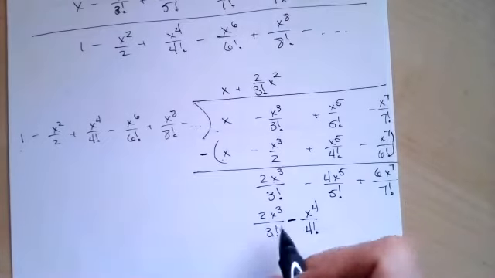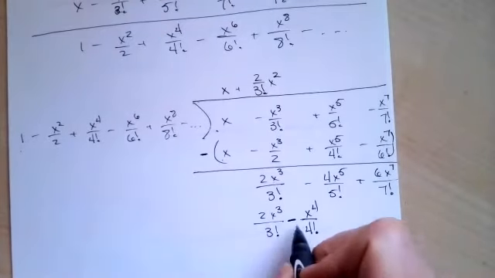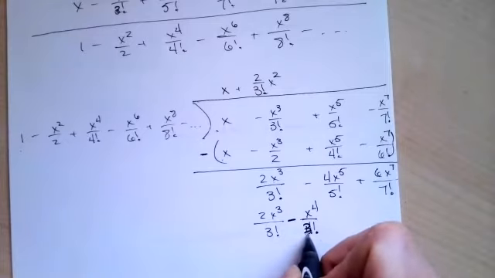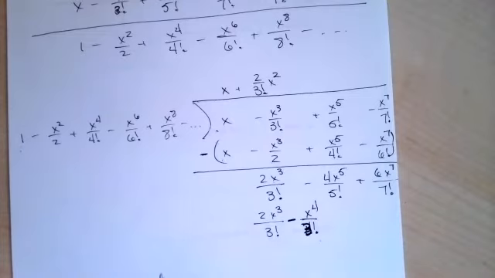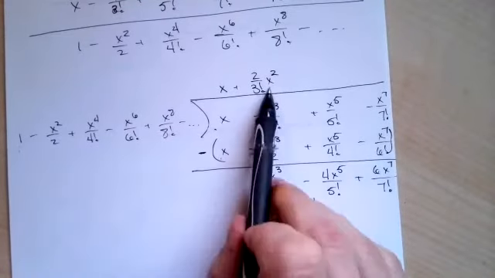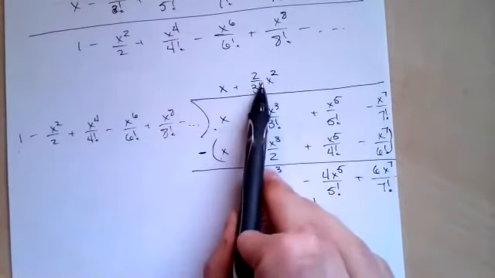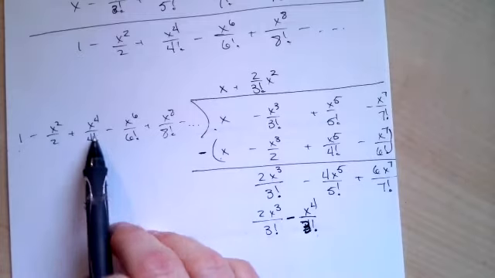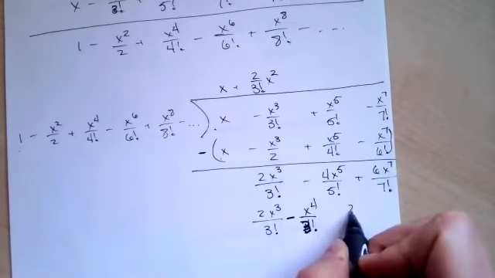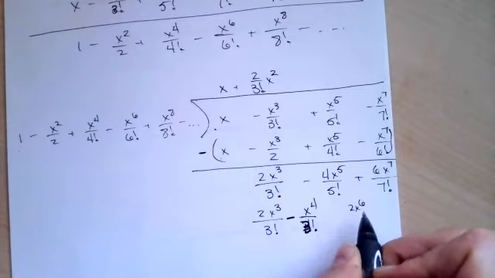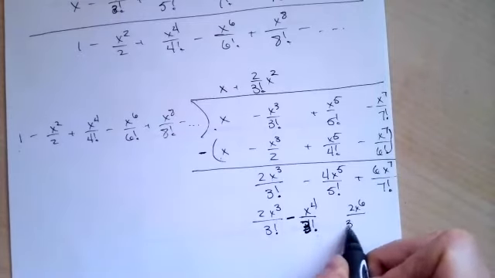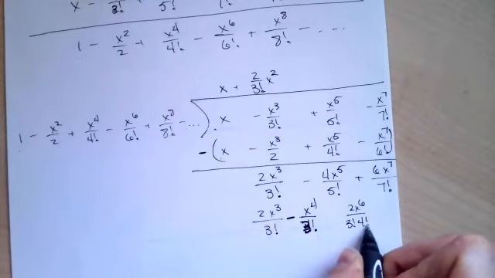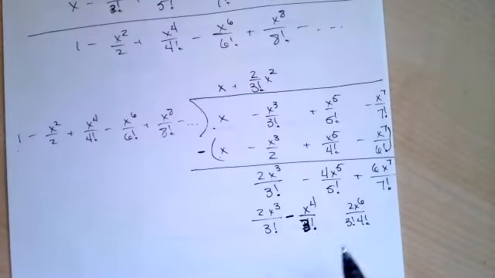X to the 4th over 3 factorial, yeah? Did I miss that? Yeah, 3 factorial. I'm looking at the next term there. Then our x squared times x to the 4th is actually going to give us 2x to the 6th over 3 factorial times 4 factorial. And that term's going to be positive.